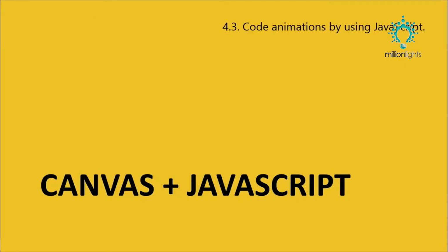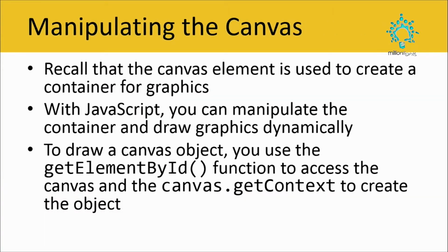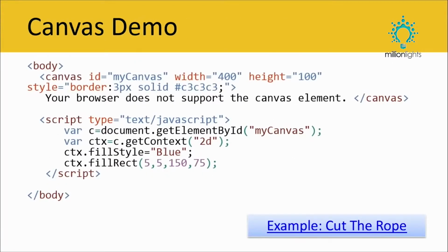All right. Using JavaScript with Canvas. So recall that the canvas element is used to create a container for graphics, right? With JavaScript, you can manipulate that container and draw graphics dynamically. And so we do that with the getElementById method, but we also have to use the canvas.getContext method to create the object itself, right? And so here's an example of how we would do that with Canvas.